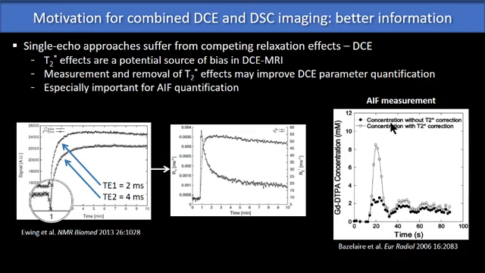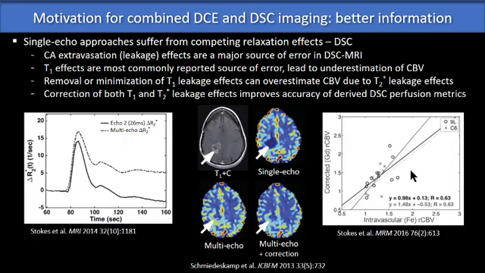Plenty of papers have shown the importance of multiple echoes for better quantification of the AIF in DCE MRI. So without T2 star correction, in this paper, they showed that they had pretty severe blunting of their AIF, where they were getting a very low peak concentration. And once they corrected for T2 star, they were able to get back to more of an AIF concentration. And that can be important for parameter estimation.